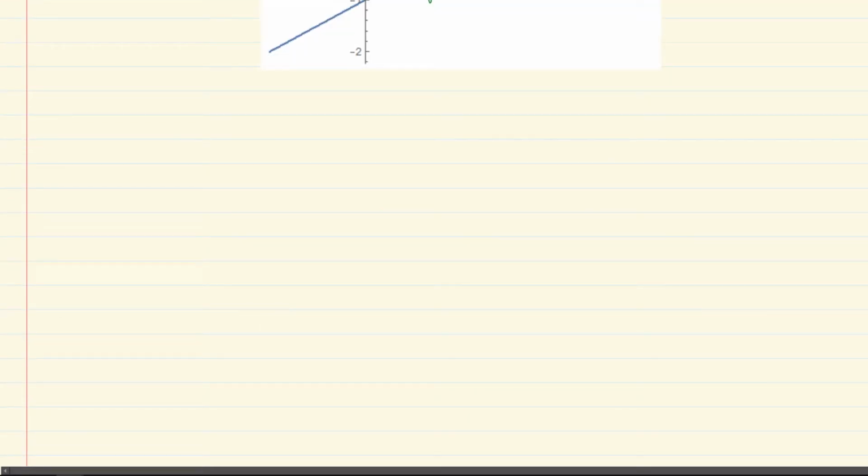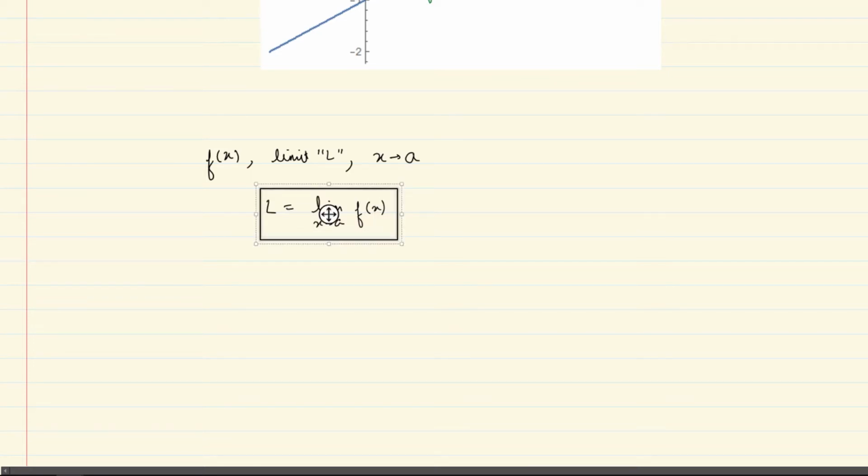The general notation for this, where we have an arbitrary function f of x, the limit L, and x approaching an arbitrary point A, we write this as L is equal to the limit as x approaches A of f of x. This is a very important equation to remember, as you will see it over and over again in your calc classes.